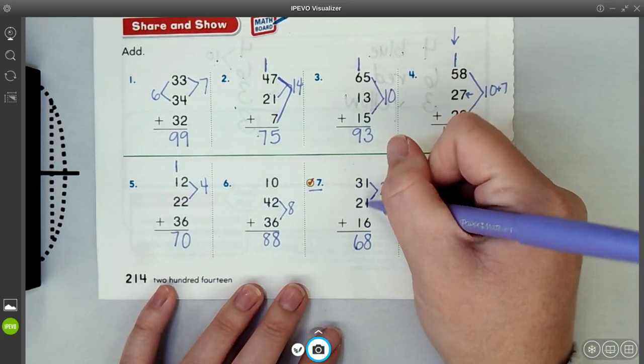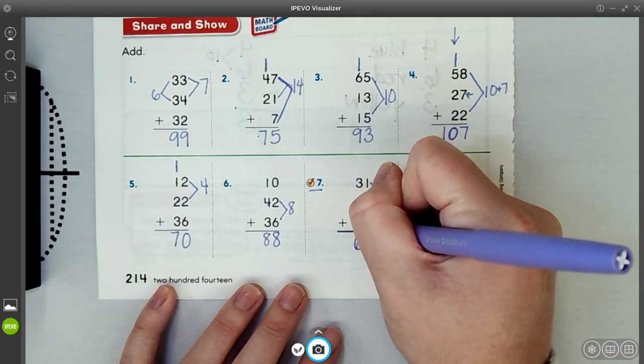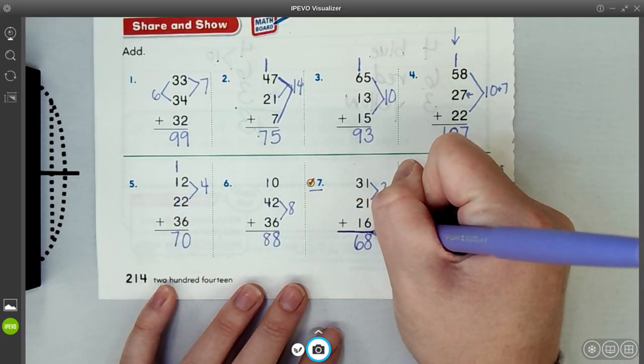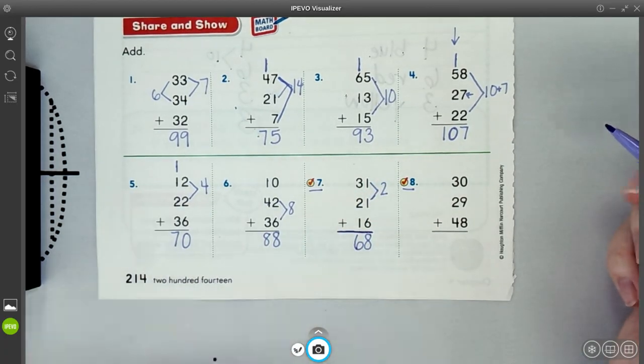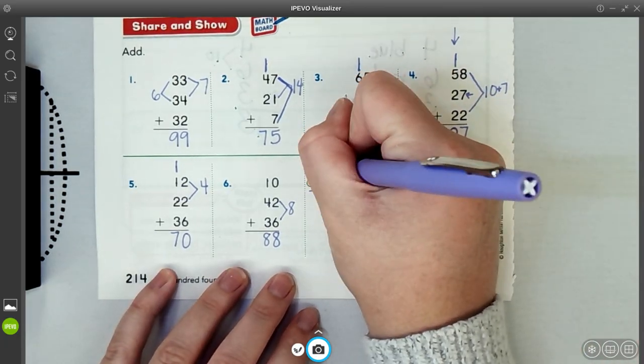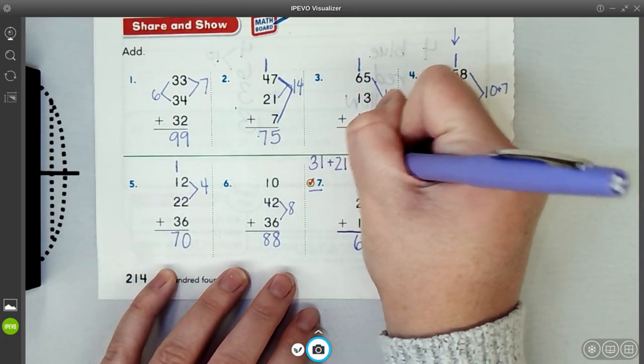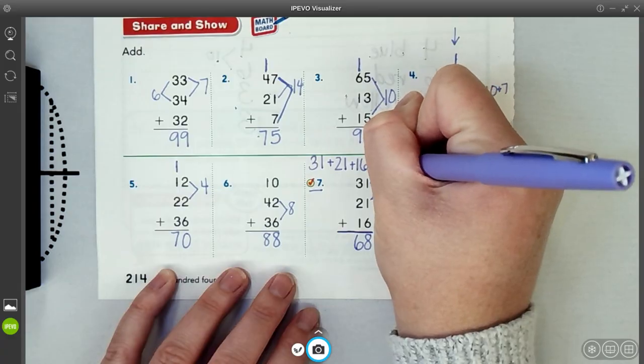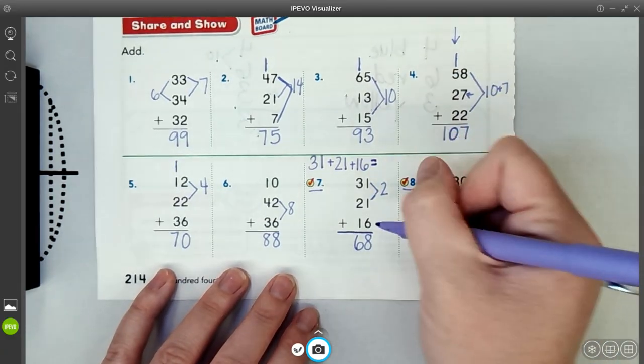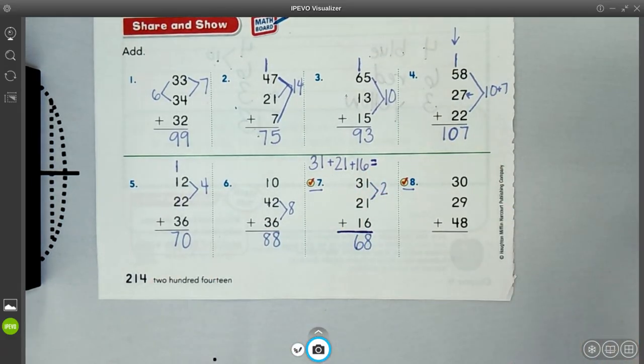Remember, when we have a problem that's vertical, this line at the bottom of all of our addends is our equal sign. Just like if we wrote 31 plus 21 plus 16 equals, that equal sign right there is the same as doing our line down here.